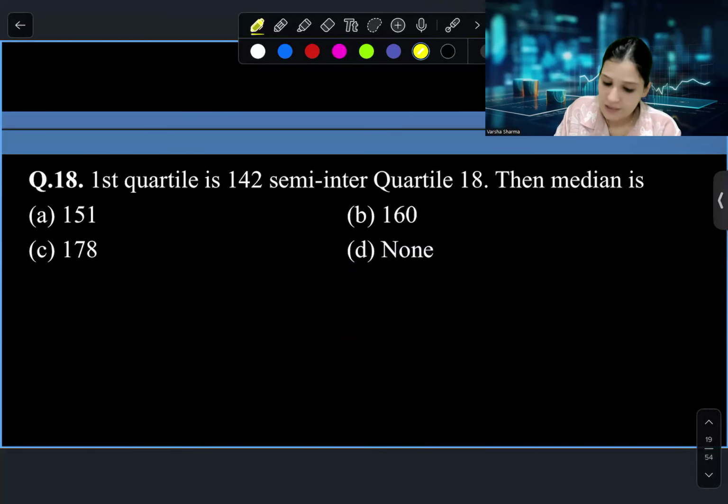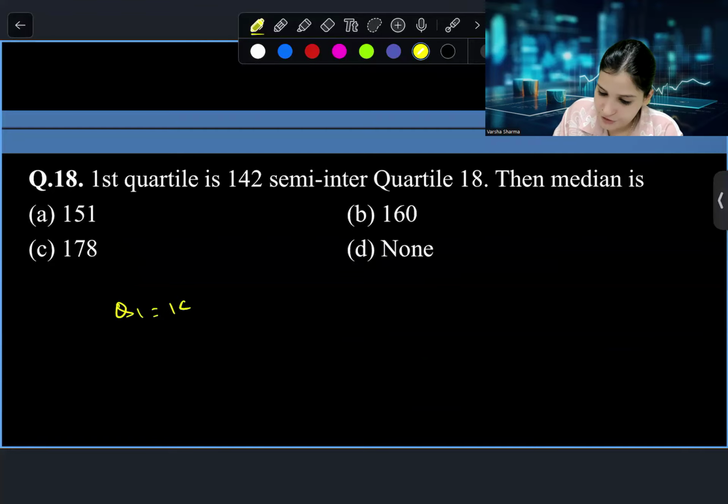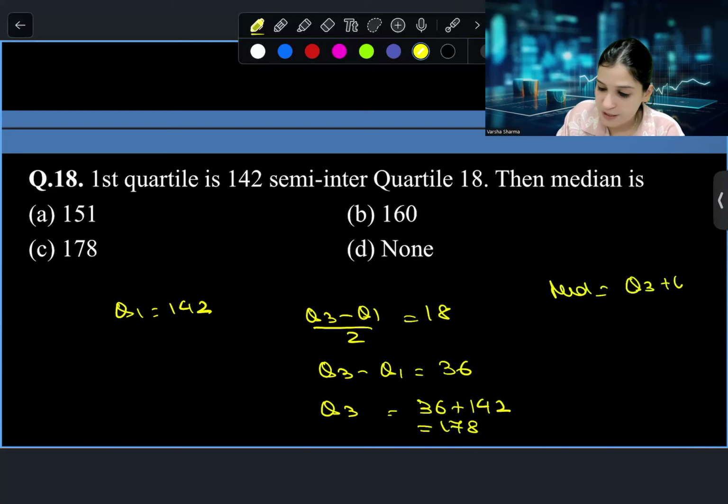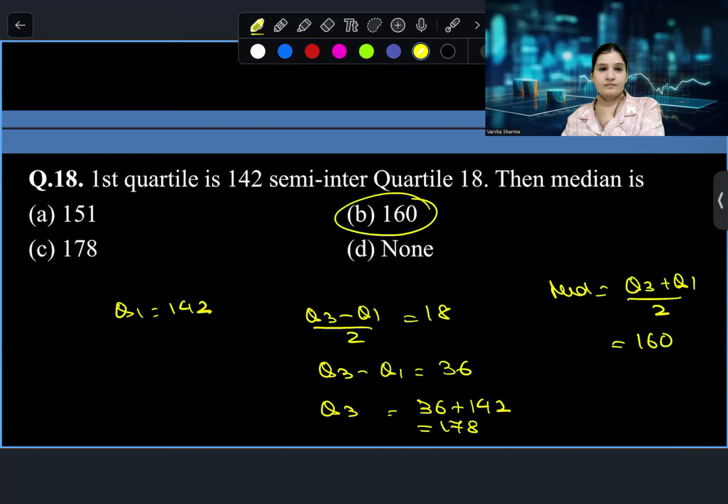First quartile Q1 is 142. Semi-interquartile range, Q3 minus Q1 by 2, is 18. So Q3 minus Q1 is 36. Q1 is 142, so 36 plus 142 gives Q3 as 178. Median will be Q3 plus Q1 by 2, which is 160. Clear?